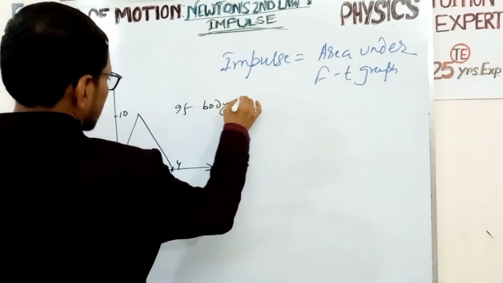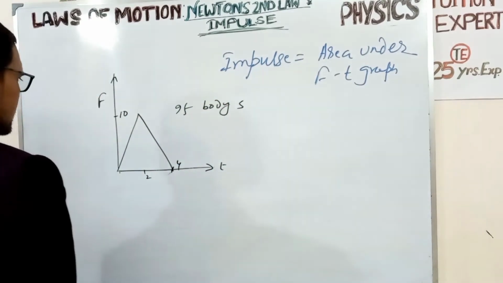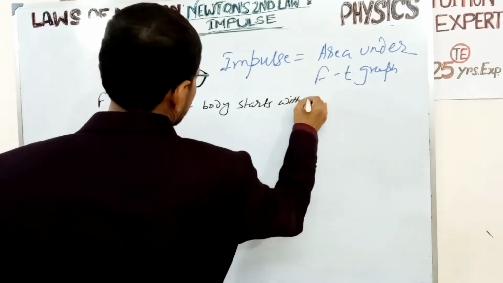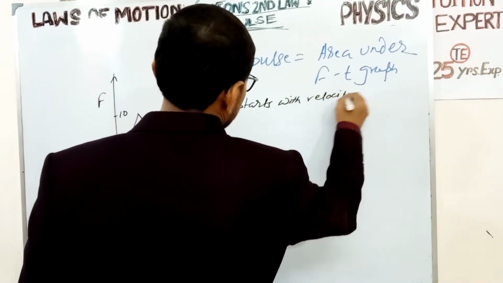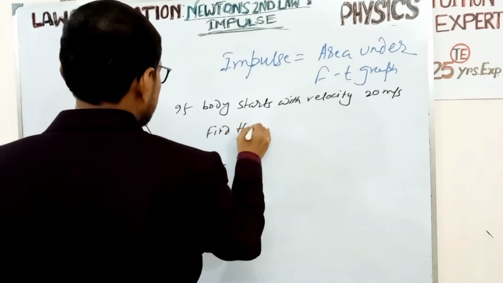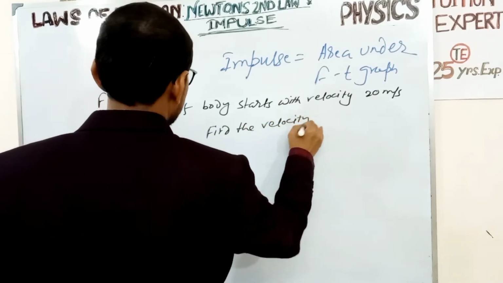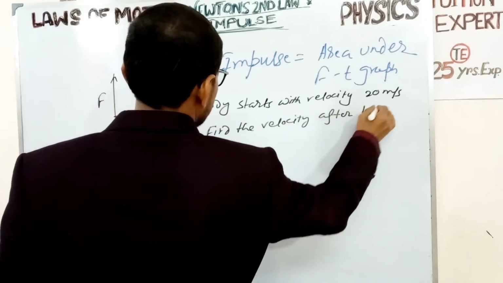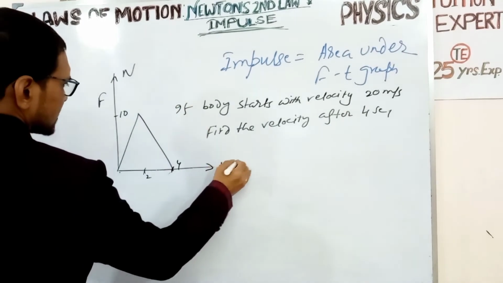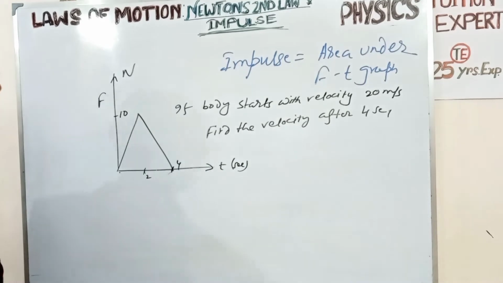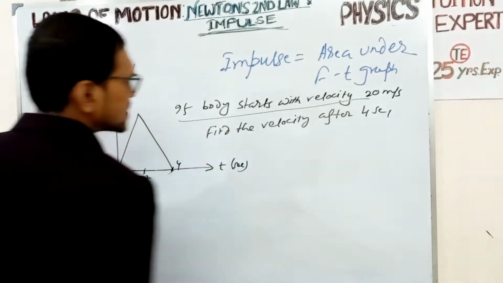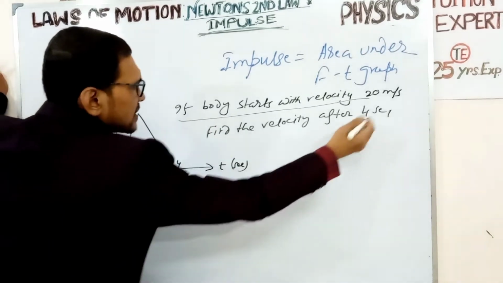If a body starts with velocity 20 meter per second, find the velocity after 4 seconds. This is given. Here the force is in Newton and t is in seconds.